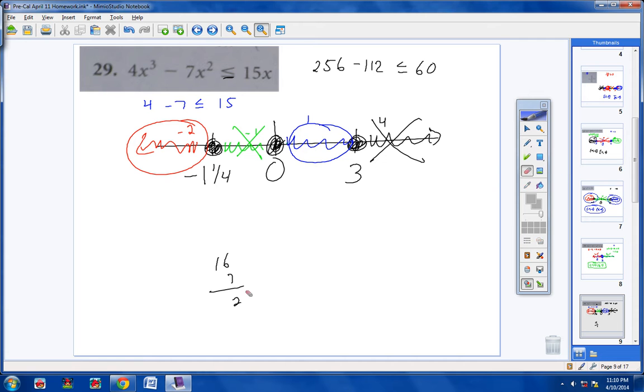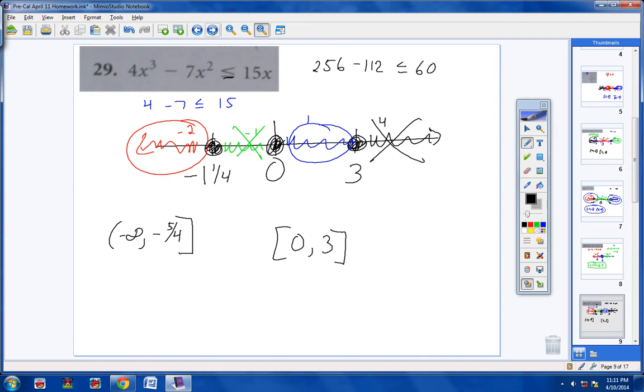So with that in mind, let's write our final answers now. For this unbounded region over here, we would say negative infinity up to negative 5/4 or 1 1/4 inclusive. And for this bounded region, we would say 0, 3, and it is inclusive. And there we go, we're moving right along, okay? Let's take a look now at number 33.